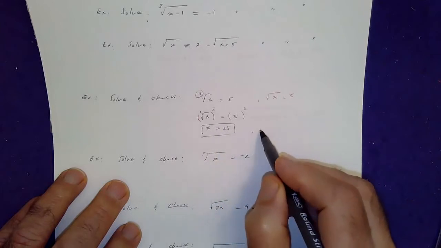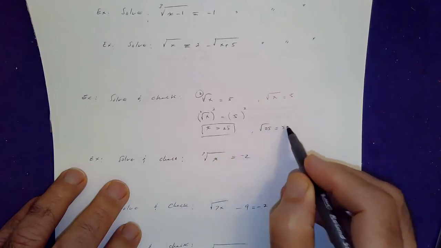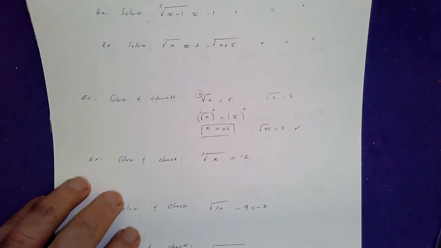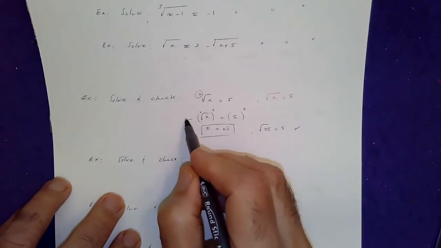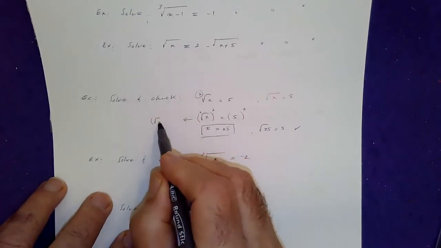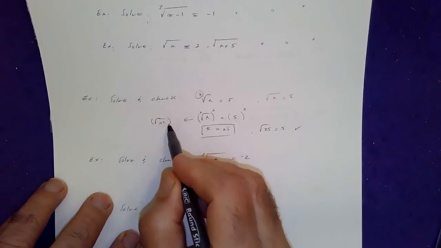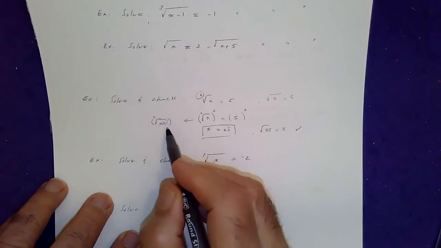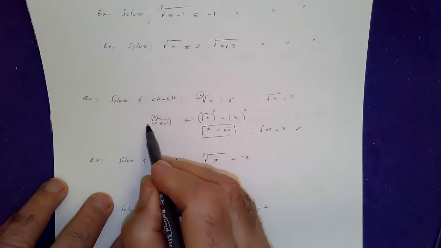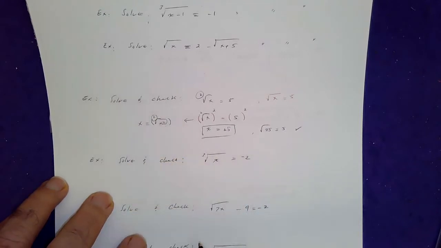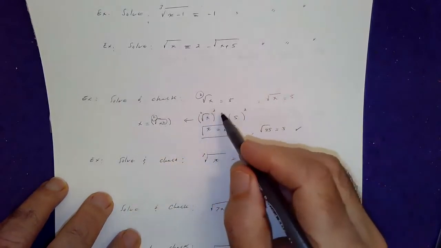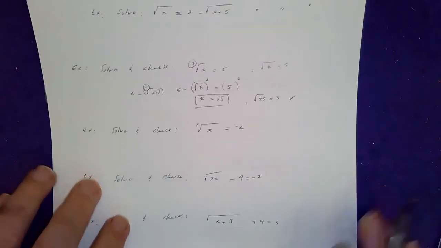And when you check, you get the square root of 25 is equal to 5. It checks. Remember, this is the same as saying square root of x squared. But when the power of the radicand matches the index, the answer is x. And we're assuming x is a positive real number, correct?